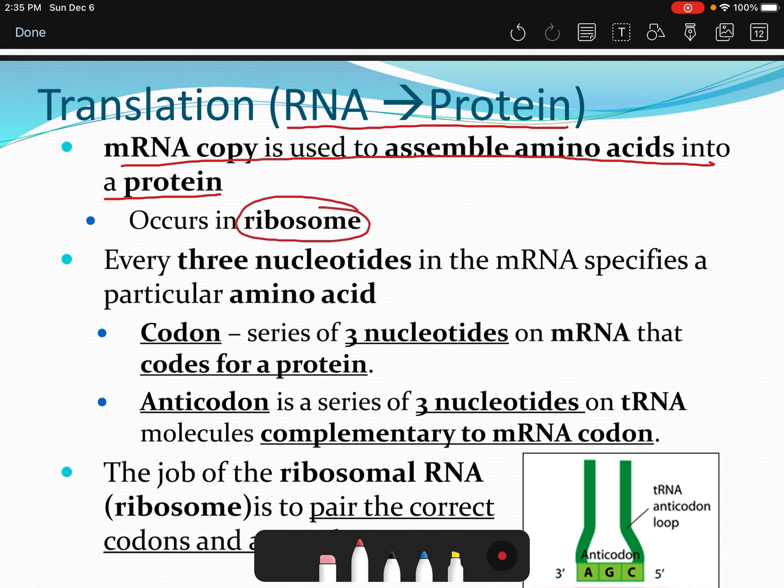So now we're on a ribosome. Every 3 nucleotides on the messenger RNA specifies a particular amino acid. So we call that a codon. A codon is a series of 3 nucleotides on messenger RNA that codes for an amino acid.